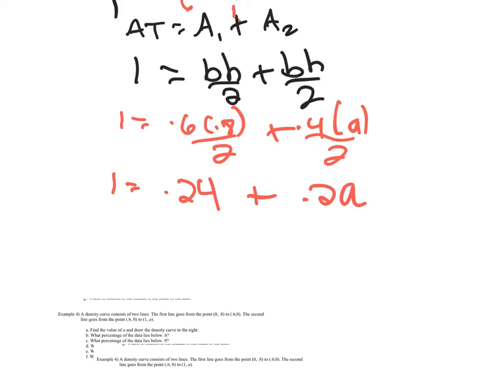Subtract 0.24 and then divide by 0.2. So subtract 0.24 from both sides. So pick up your calculator and type in 1 minus 0.24. What does that give us? 0.76. And then I got to get rid of this nasty 0.2 next to the A. So it's 3.8. Did anybody else agree with 3.8?